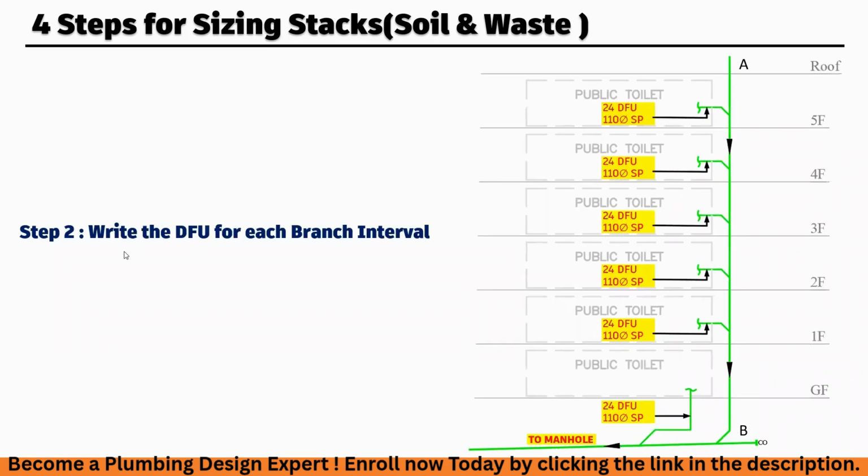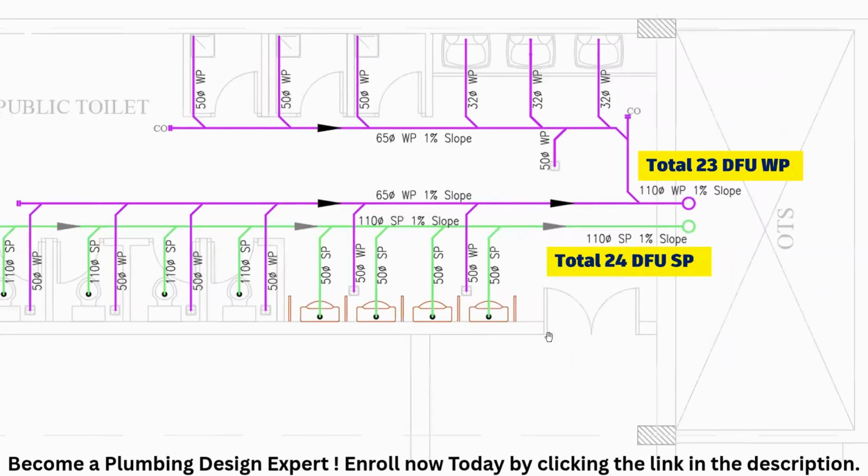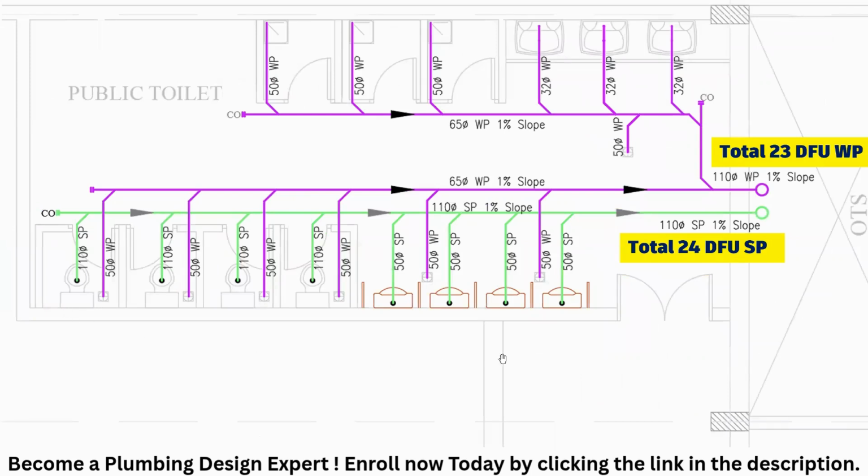Step 2, write the DFU for each branch interval. As we did in the previous session, we have calculated the total DFUs for one public toilet. If you remember, for the soil pipe, the total DFUs were 24. For 24, we got the pipe size 110.